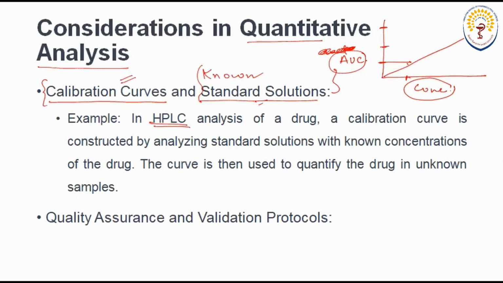Now, for example, if an unknown solution comes around, you check its AUC, its Rf value, and you can find the concentration by extrapolating or by dropping the perpendicular to the graph. For a particular signal, you can understand what the corresponding concentration would be. So with the help of the calibration curve, you can easily know the concentration of the unknown samples in the solution.